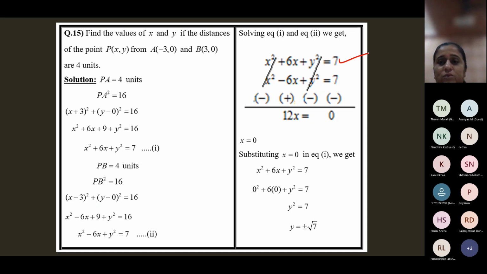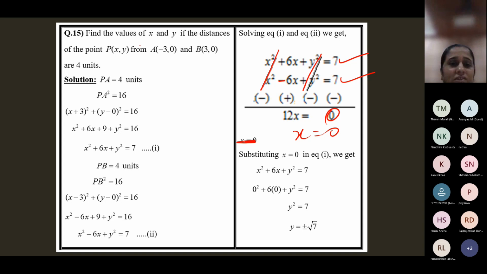So see, this is the first equation. This is the second equation. Change the signs throughout in the second equation. So after changing the signs, x square minus x square cancels. Y square minus y square cancels. Now this minus becomes plus. So 12x is equal to 7 minus 7, which is 0. Okay, 12x is equal to 0. That means x is equal to 0.